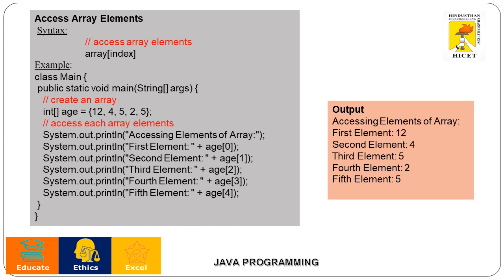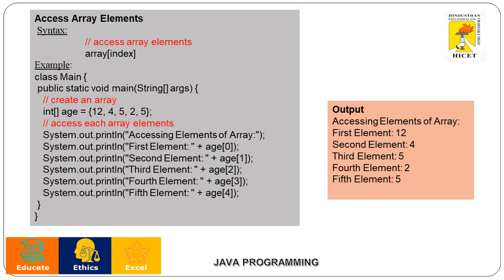Inside the main method, the first line is int age is equal to 12, 4, 5, 2, 5. So there are 5 values. So age is an array variable. It can hold 5 integer type values and the values are 12, 4, 5, 2 and 5. Next line, the output statement system.out.println, accessing elements of array. So this will be the first output statement. If you see the output, the first statement is accessing elements of array.